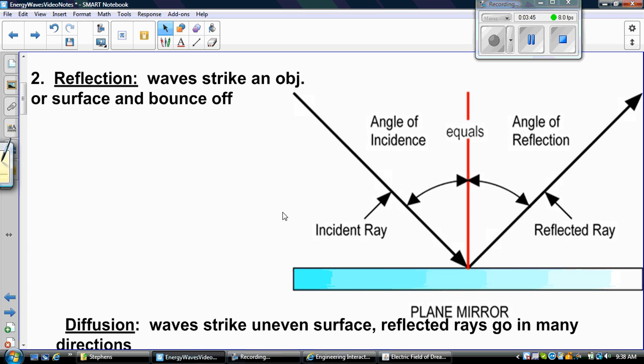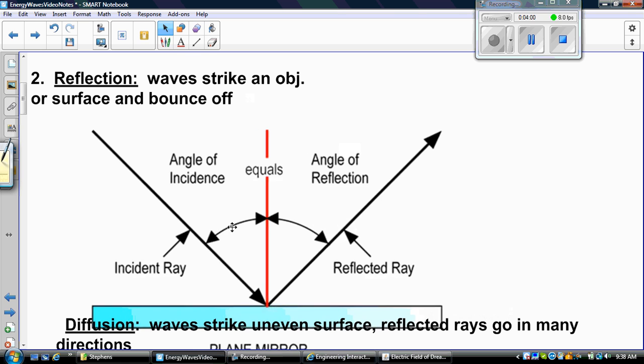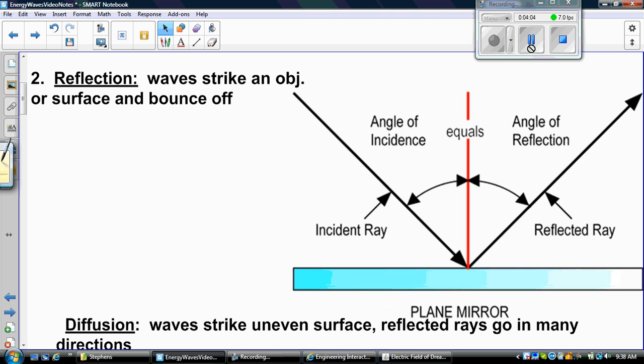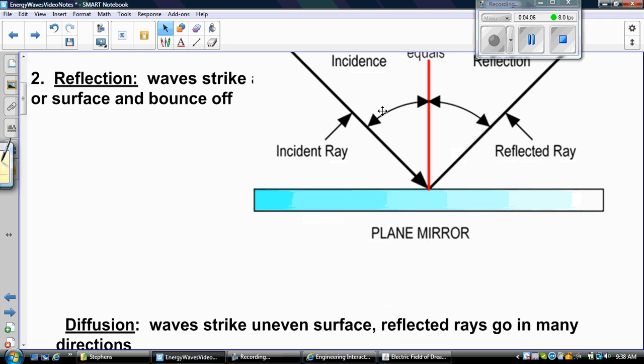So that's reflection. So if you take a look at this, the angle of incidence is called the incoming ray. Okay, so the incoming ray is the incident ray, and it is going to be equal to the reflected ray. So that's the law of reflection. Okay, and I believe there was one more.